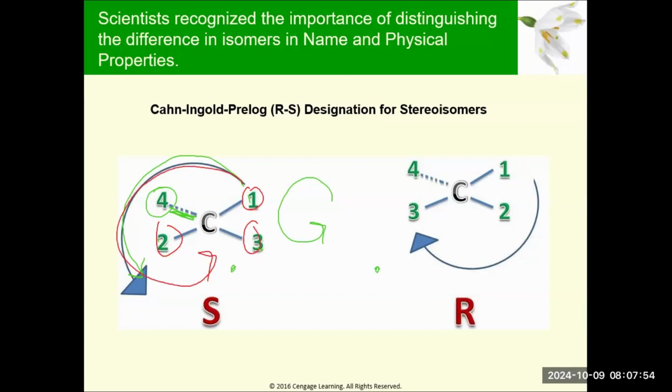Now, if you're going 1, 2, 3, again with 4 always having to be in the back, and you're going clockwise, that is going right, for R. So R for right, S for left. Now notice that 4 has to be in the back. Let's go a little bit deeper in this.